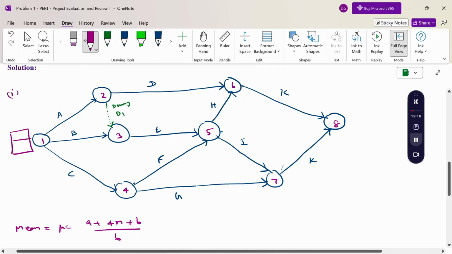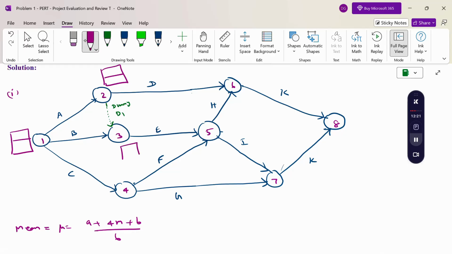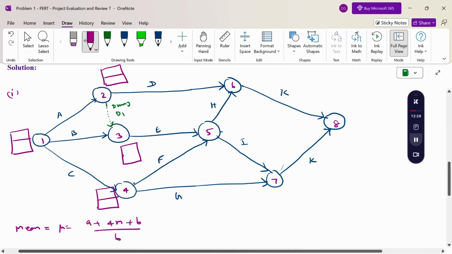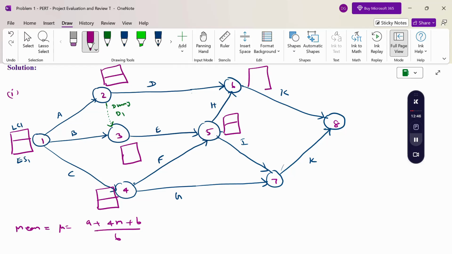Now this is a box. So the first box is the earliest starting time, and the second box is the latest completion time. This is ES1, LC1. Now to mention here the duration.